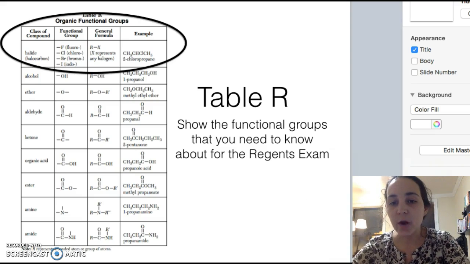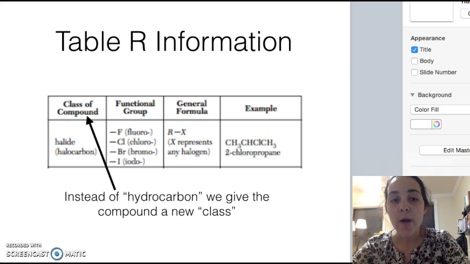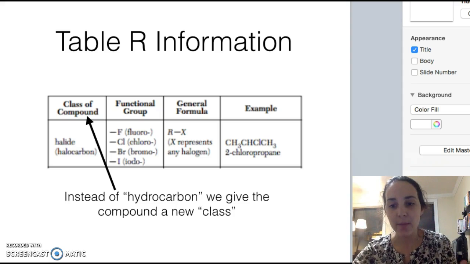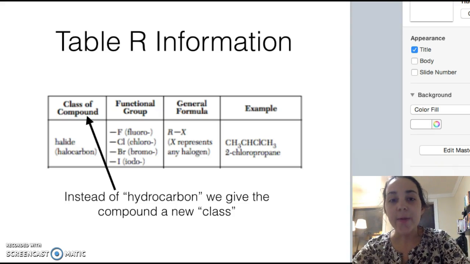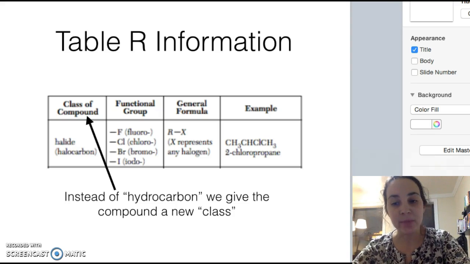Now we can use Table R in order to determine the types of functional groups that are being added to our hydrocarbons. If we zoom in here on one particular row, we can look to see the information that's provided to us on Table R. The first thing that you can see here is the class of the compound. Instead of calling it a hydrocarbon, we give it a new class name. That class name puts it in a category so that we can think about the ways that it's going to react and interact with other compounds and elements.